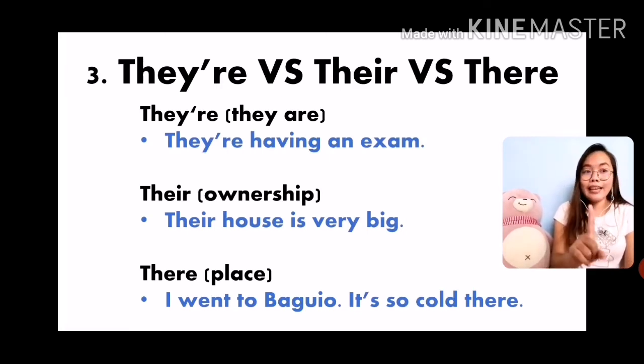Next, the second is their. It's the same with your, the first your earlier, it is also ownership. You are referring, for example, to a whole family or a group of friends. What you are talking about is their ownership, their possession. Example, you can say their house is very big. So you're talking about their house. Whose house is that? Theirs.